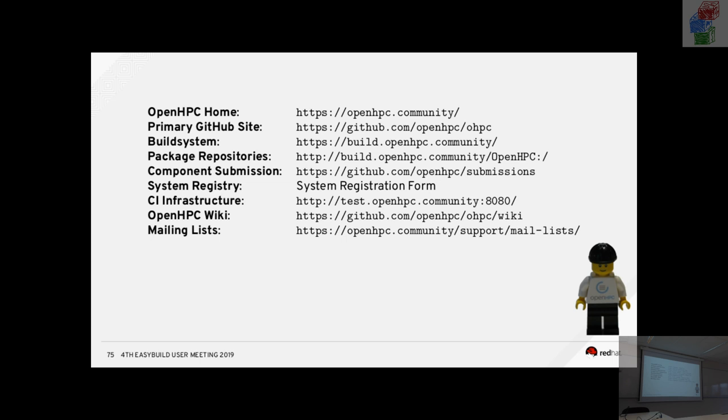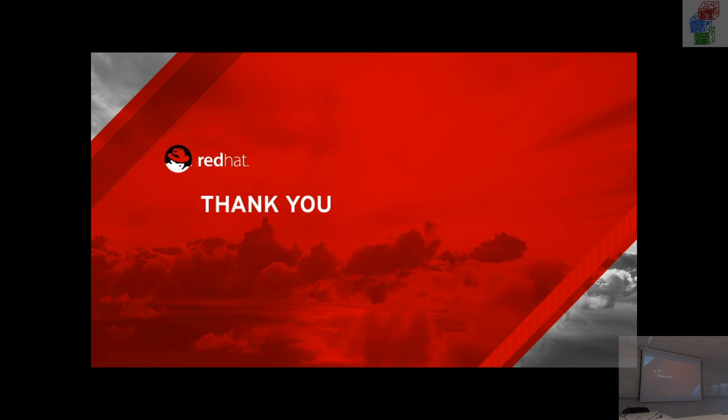So this is an overview of where you can find us and what we do. We work on GitHub. You can look at our build system. That is where you can download all our packages. And you can have a look at our CI testing to see what we test, like I described it. There's a wiki, and there's a mailing list where we discuss stuff. And at this point, I'm already at the end. Thank you for your time.